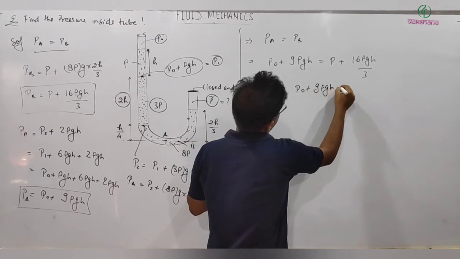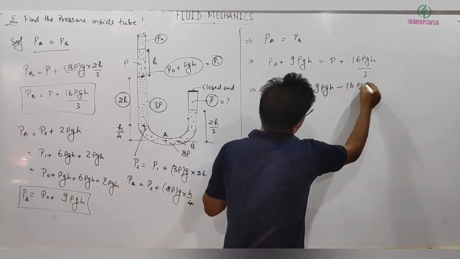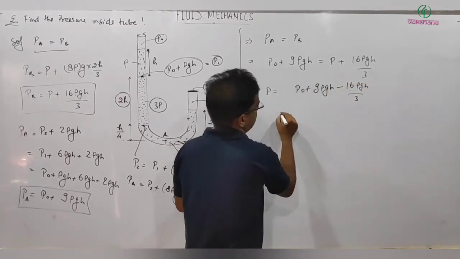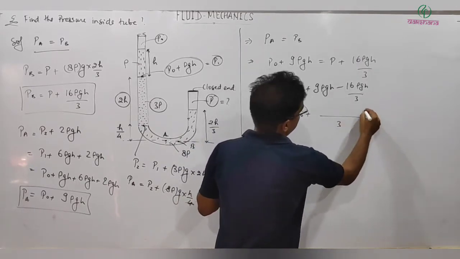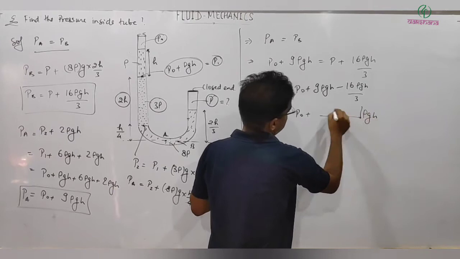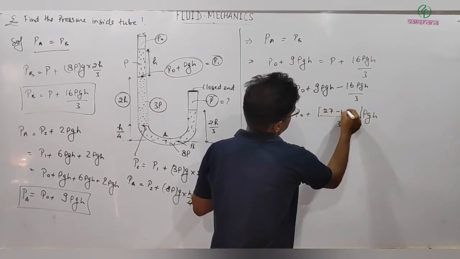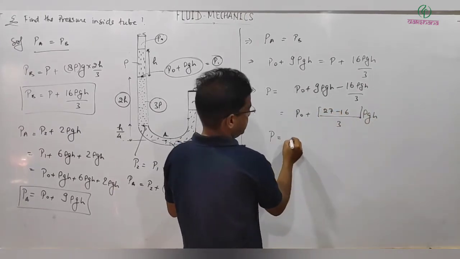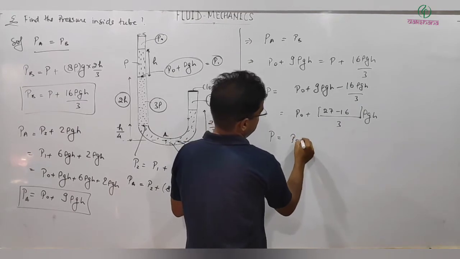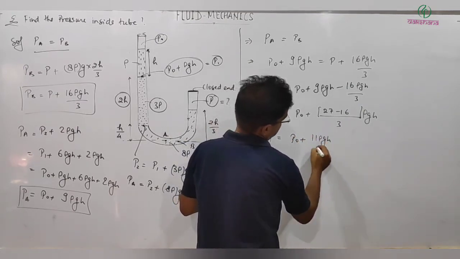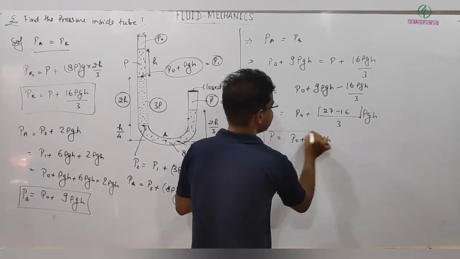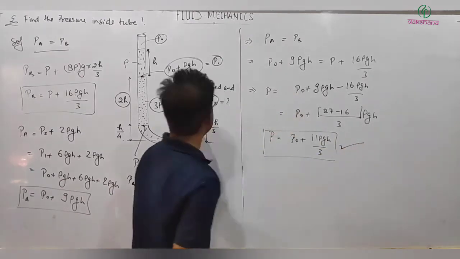Simplifying this, we get P0 plus 9 rho G h minus 16 rho G h by 3, and this is P0 plus, I can take LCM 3 and rho G h out, so this is basically 27 minus 16. Finally we are getting P2 is equal to P0 plus 11 rho G h by 3. So this is the answer to the problem.